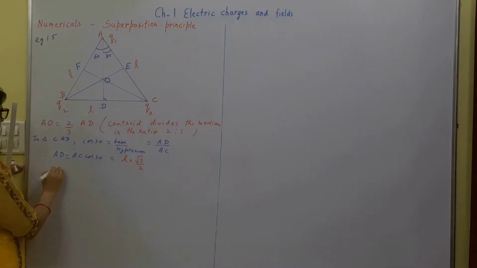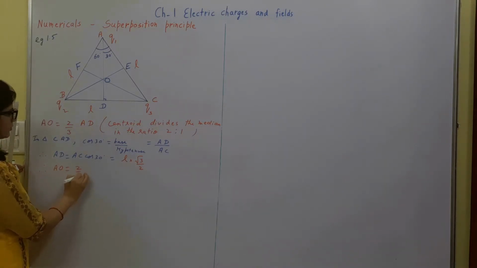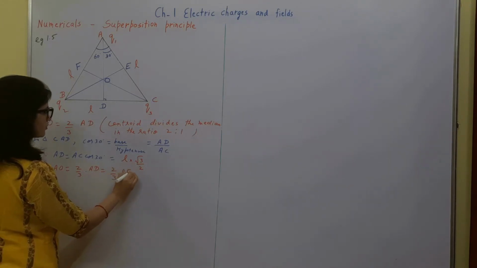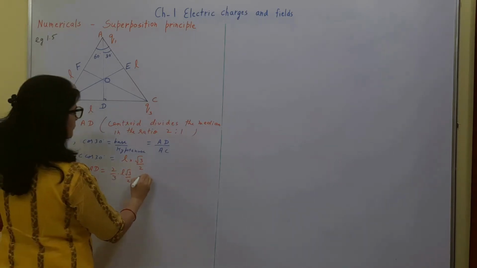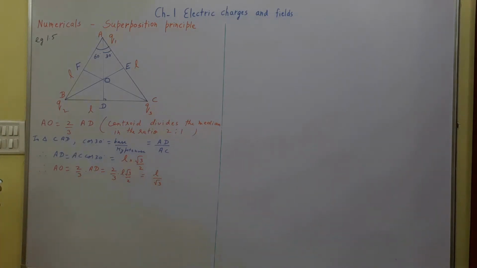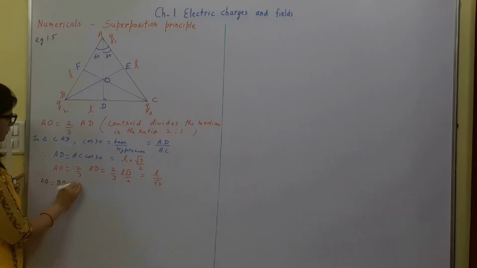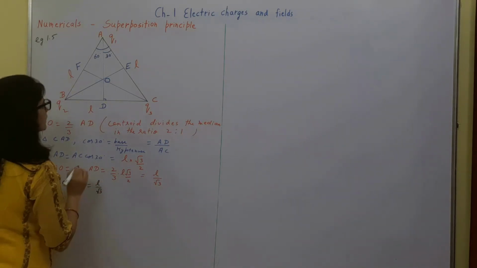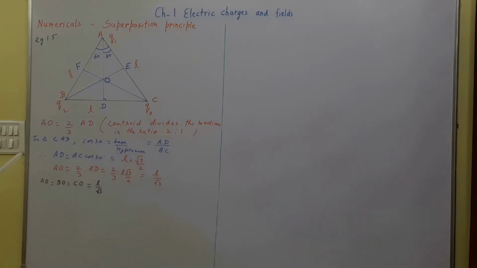So therefore AO is equal to 2 by 3 of AD. This gives 2 by 3 of L root 3 upon 2. So this gives me L upon root 3. And we know that this is an equilateral triangle. So AO is equal to BO is equal to CO is equal to L upon root 3. Right?